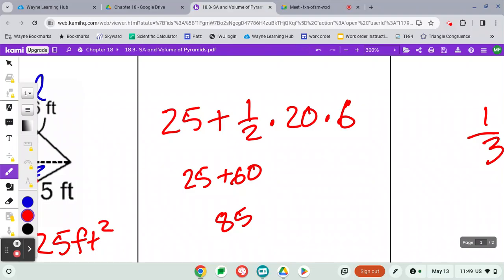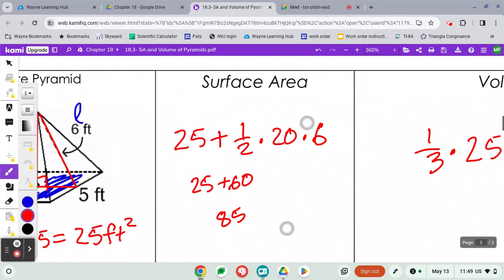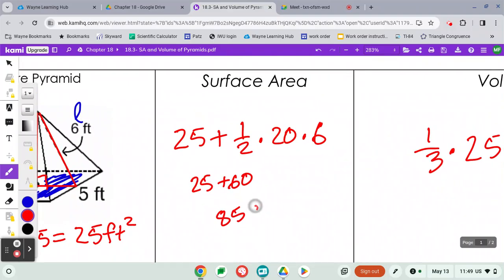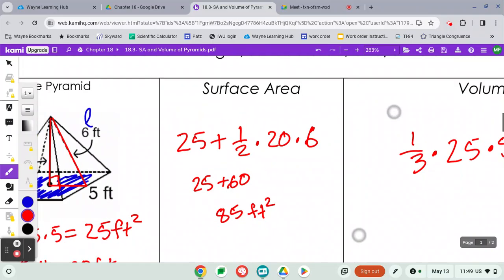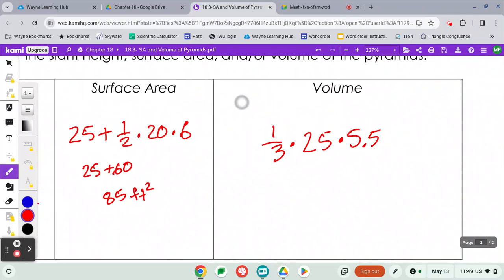What is my label going to be if it's surface area? Squared. Good. Okay, then 1/3 times 25 times 5.5. What do we get? Good. 45.83. What would the label be for that? Cubed, because it's volume. All right. Any questions?